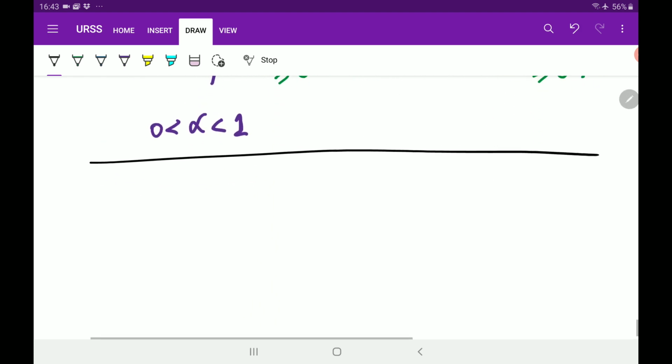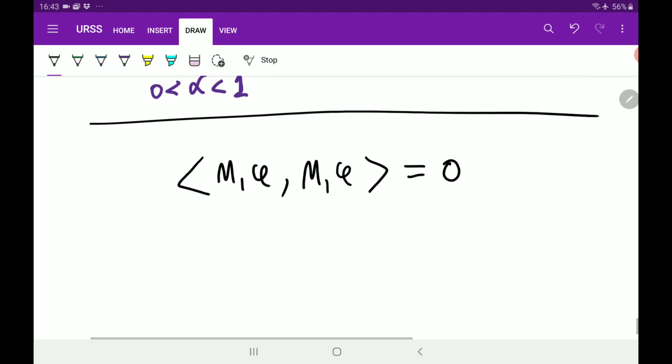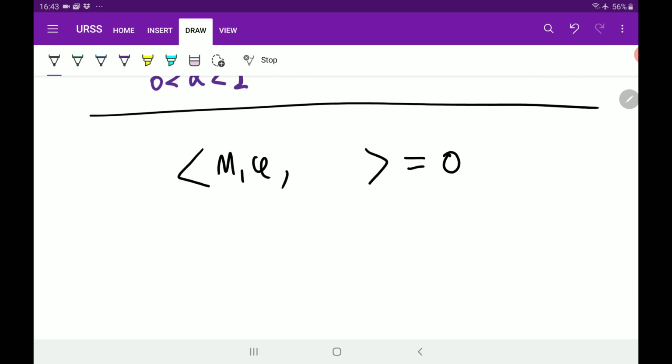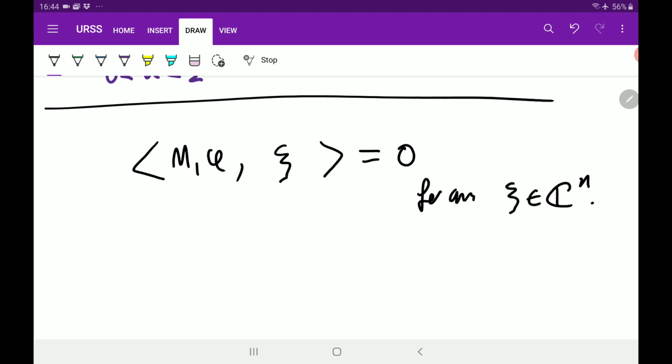Now, to prove that M1 phi is equal to 0 and M2 phi is equal to 0, let's focus on M1 first. The natural thing to do would be to try and prove this. But instead, we're going to be a little bit more general and try to prove that this is equal to 0 for any psi in C^n, because that certainly implies that M1 phi is equal to 0.